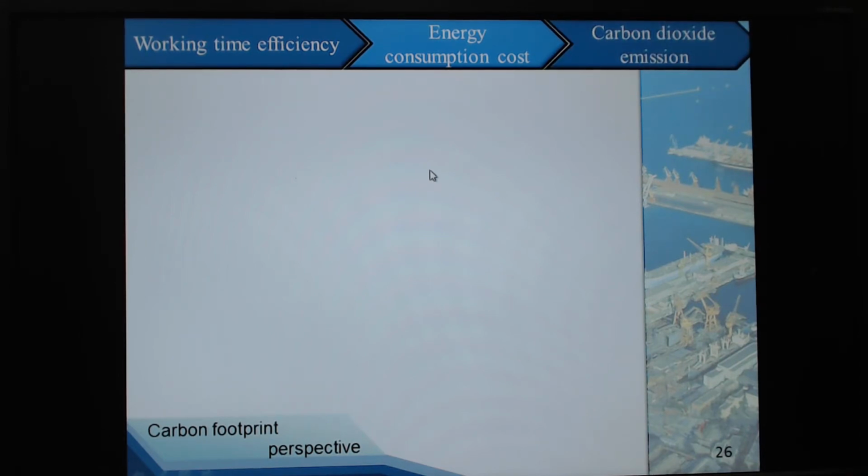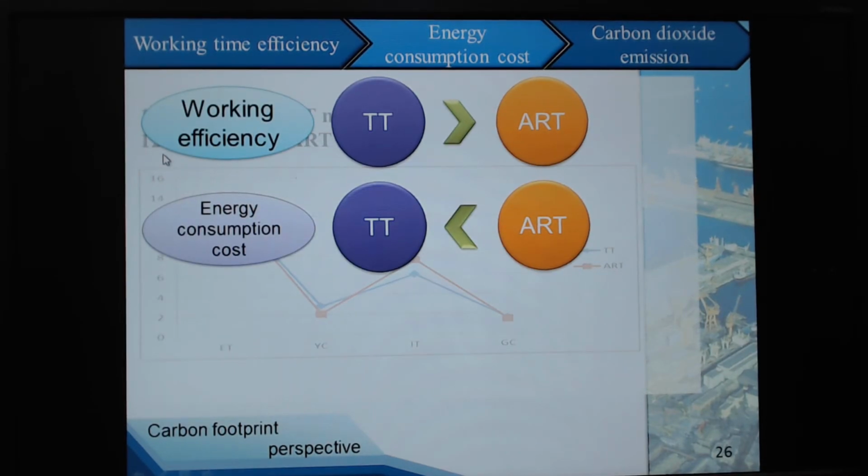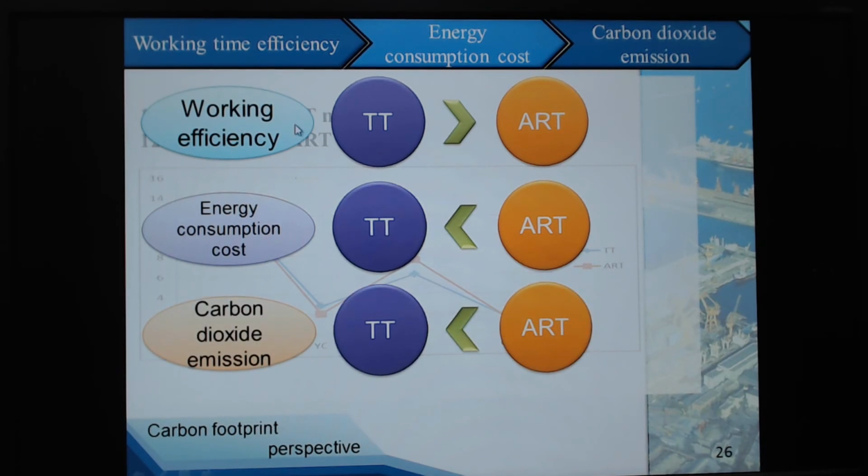So how about the CO2 emissions? You can see the CO2 emission for TT is about 16.68 kg. For ART, about 12.85 kg. Okay, here we just show the map to you for easy understanding. Working efficiency, TT is bigger than ART, and consumption cost, TT is smaller than ART, and the CO2 emission, TT is smaller than ART.